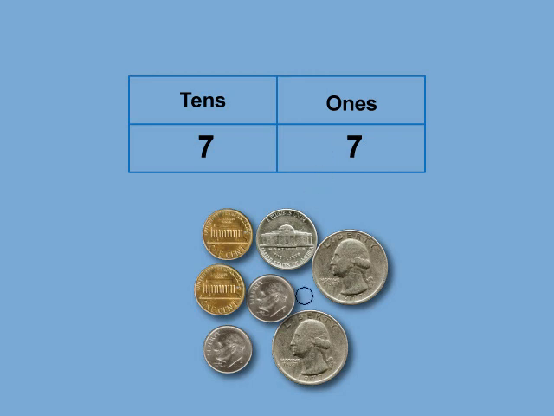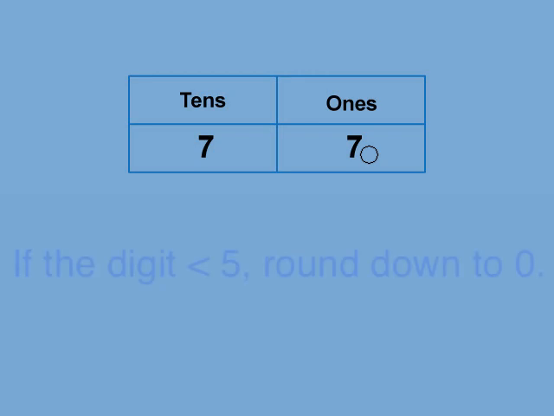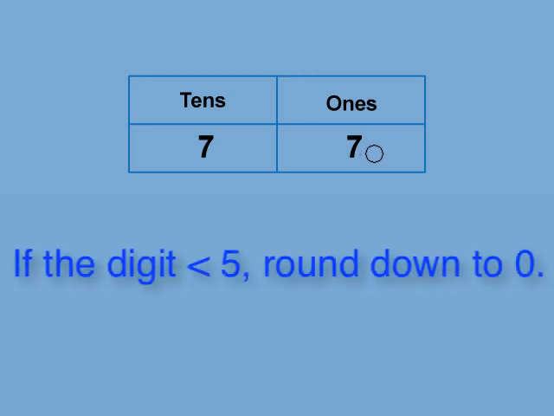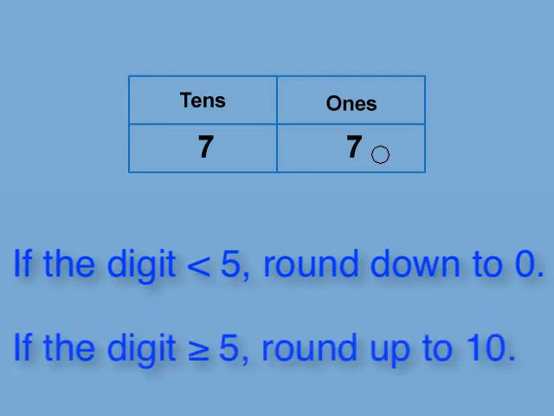To round to the nearest tens, let's look at the value in the ones place. The digits in the ones place can go from 0 to 9. In rounding, if a digit is less than 5, then we round down to 0. If the digit is 5 or more, we round up to 10. With a 7 in the ones place, rounding means rounding up to 10.